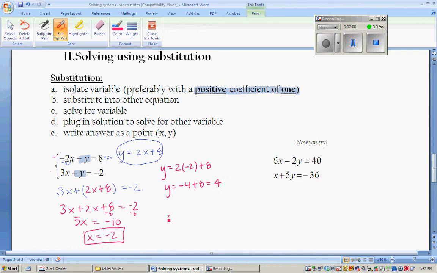In the end, you should write your solution as a coordinate point, since that's what it is. Now you try one out. Before you start, identify which would be the easiest variable to get all by itself.